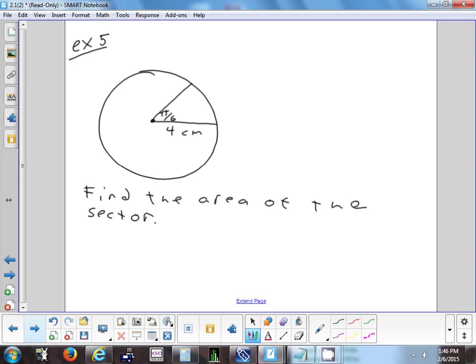Okay, so find the area. First thing I'll just write down our formula. What's my radius in this problem? Yep, 4 centimeters. Some people like to square it and take half of it all in their head. I'm going to just show out each step so nobody thinks I'm skipping anything. And what about my angle? Pi over 6. Do I have to do anything with it? Nope, it's good to go. It's already in radians.